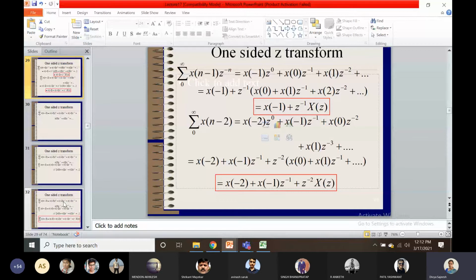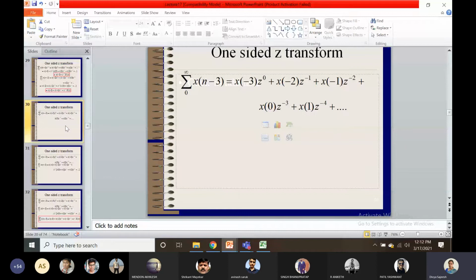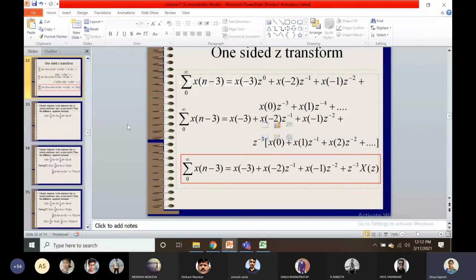So now you can understand, na? That was the mistake, because by mistake while copying, instead of minus 2 I placed it as minus 1. Otherwise you are able to follow, na? Yes, ma'am. Okay. So similarly for n minus 3 also, the same way you will get x of minus 3, minus 2 z inverse, minus 1 z raised to minus 2, then z raised to minus 3 X of z.